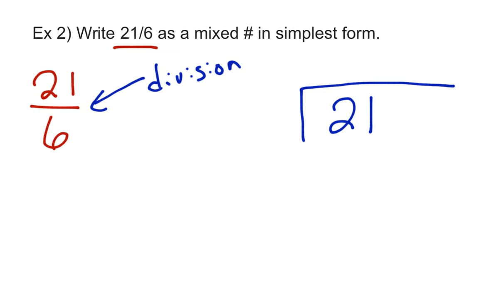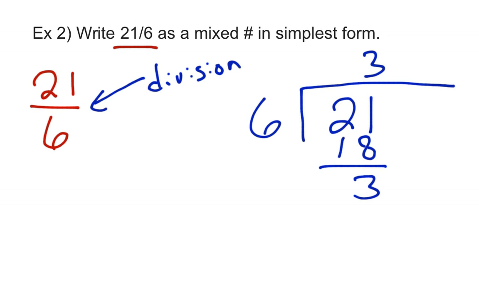It's always the top number. So the 21 goes inside. That means the 6 is going to go outside. Then when I divide this, 6 goes into 21 3 times. 3 times 6 is 18. I end up getting 3 left over.